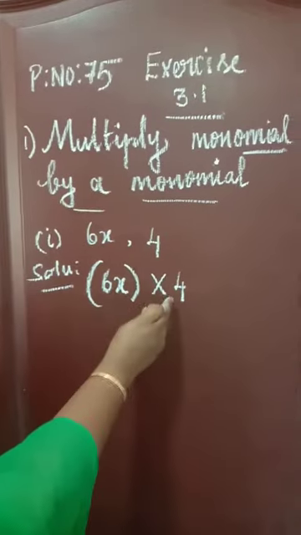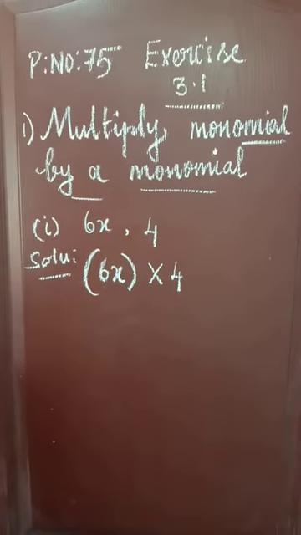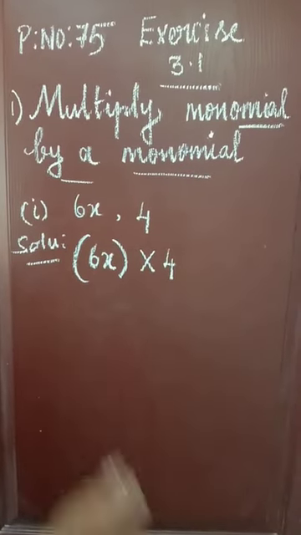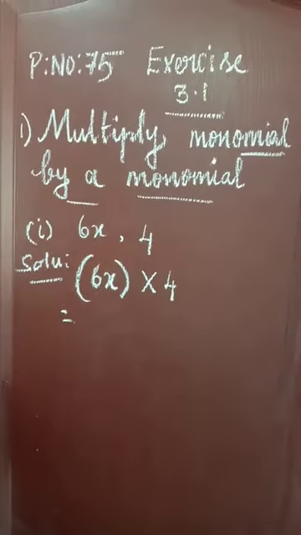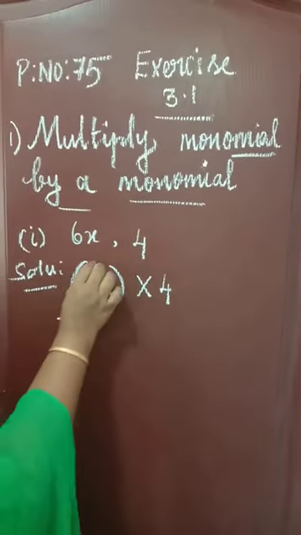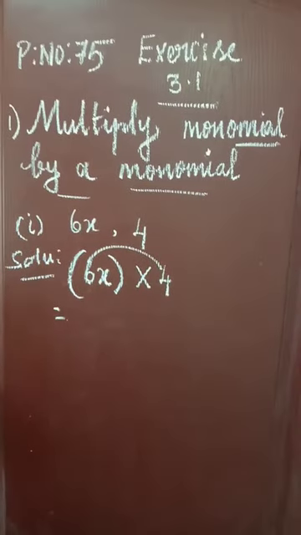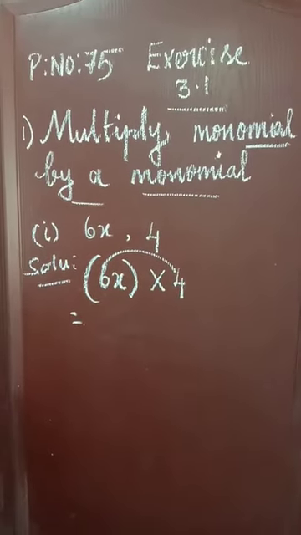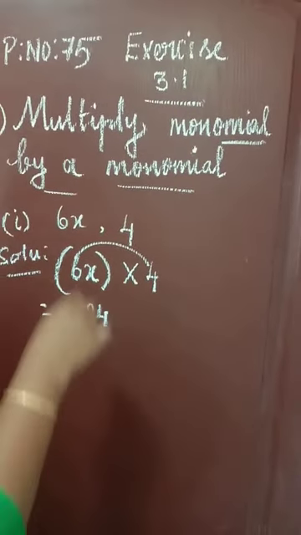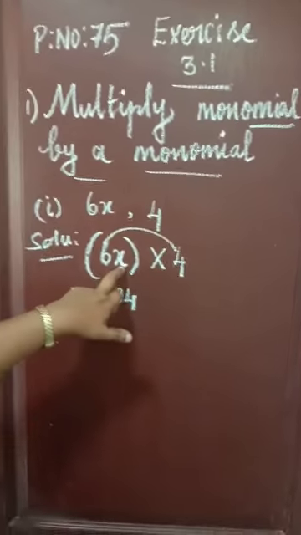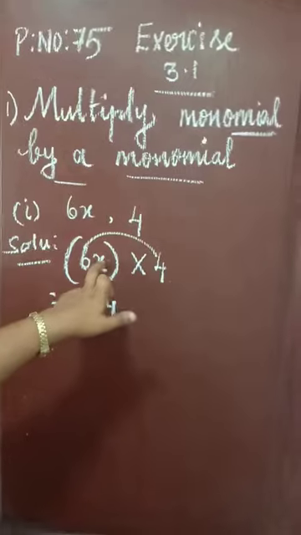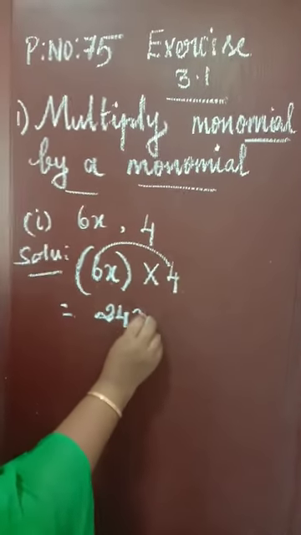Here nothing is given, so it is understood to be plus. So, plus into plus is plus. For plus, it is not necessary to write the plus symbol. Next, 6 into 4. What is the answer? 6 fours are 24. Here x is the variable. Does any variable come from the 4? No variable. So you just put the symbol x.